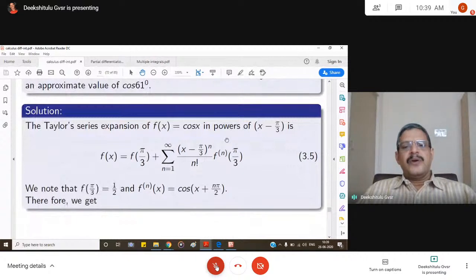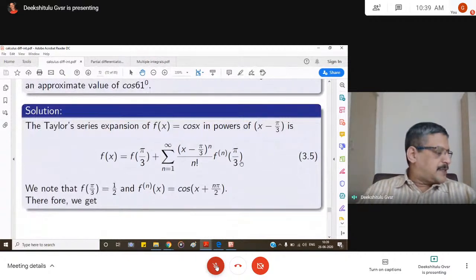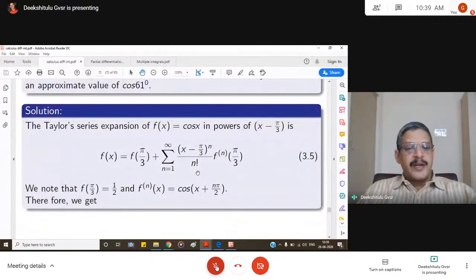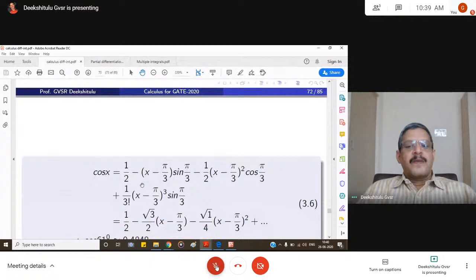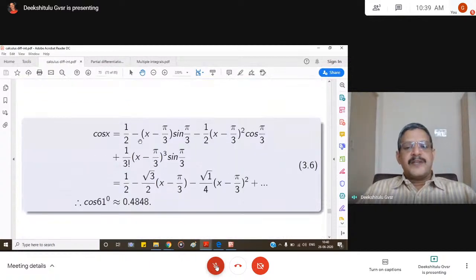If you write that expansion, Taylor's theorem, in summation form, this is what we get. f of pi by 3 is cos pi by 3, which is 1 by 2. The nth derivative of cos x is cos of x plus n pi by 2. If you put pi by 3, and so on and so forth, this is the expansion of this thing.